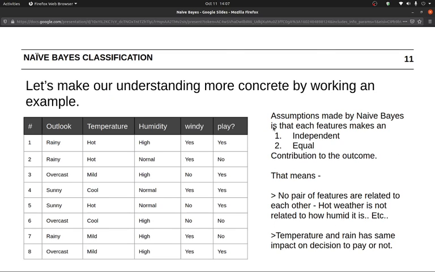Let's cement our understanding by taking a concrete example. Let's say this is our data. The data set has some features about outlook. Outlook for the day can be rainy, overcast, sunny. It gives a feature temperature. It tells whether temperature is hot, mild or cool given a day. It has a feature humidity, high or normal. It has a feature windy, whether it was windy or not that day.